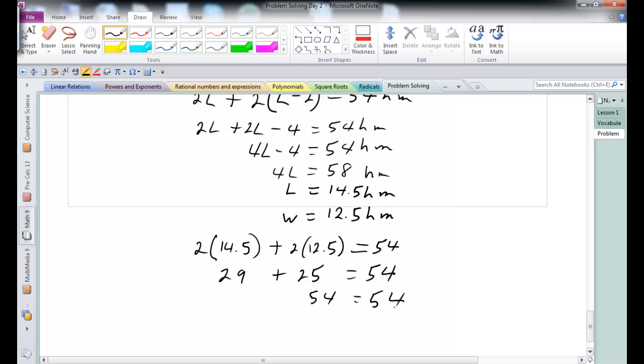We just have to finish with a sentence answer. The field is 14.5 hectometers by 12.5 hectometers.